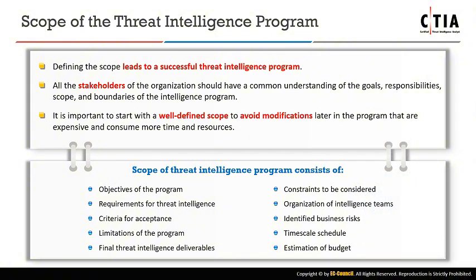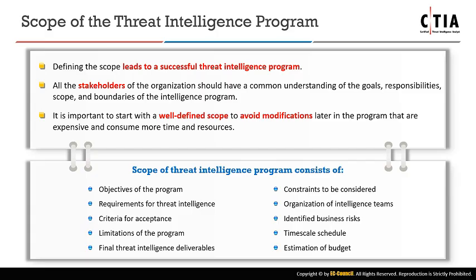And so the scope of threat intelligence programs will consist of, number one, the objectives. We talked about that a little bit already. The requirements for our threat intelligence, the criteria for acceptance, limitations of the program. Again, that's to help avoid scope creep. The final threat intelligence deliverables, the constraints to be considered. We always want to limit the size and scope of the program.